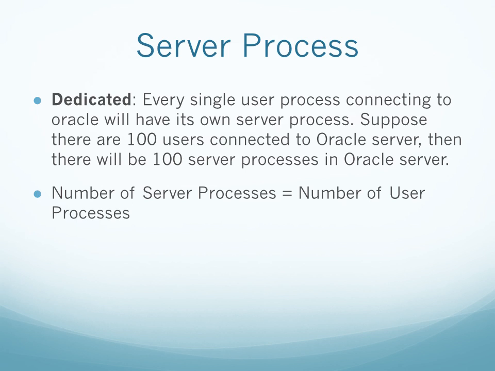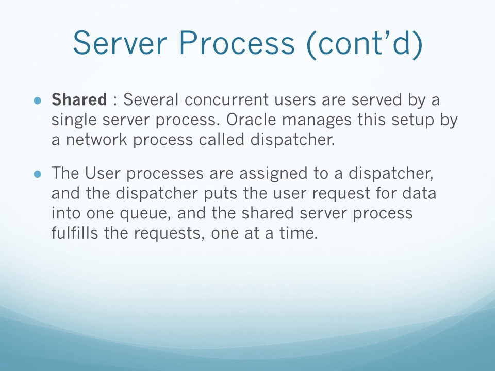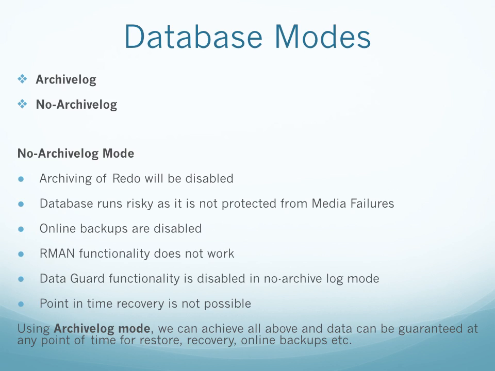The next is server process. The server processes are divided into two types, dedicated and shared. In dedicated server process, every single user process will have its own server process. That means the number of server processes equals the number of user processes. Whereas in shared server process, there are several user processes for a single server process.